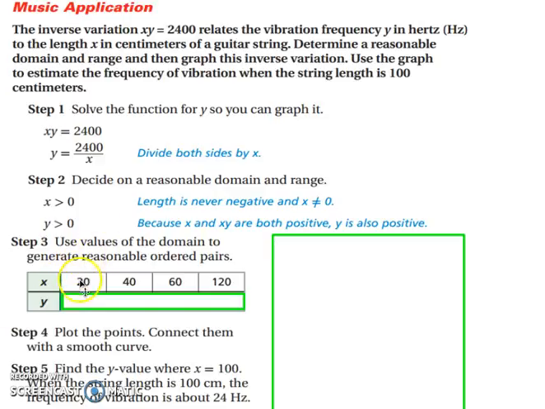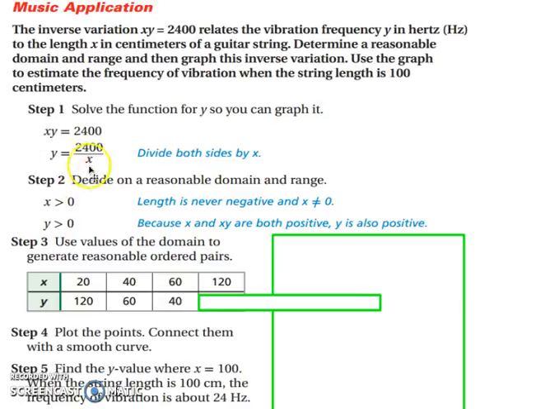Now we're going to pick some values and we're going to plot the points. So plug in 20, and when we plug in 20 we end up with 120. When we plug in 40 we end up with 60. When we substitute in 60 we end up with 40. And when we substitute 120 in we end up with 20. So now we just want to plot the points.